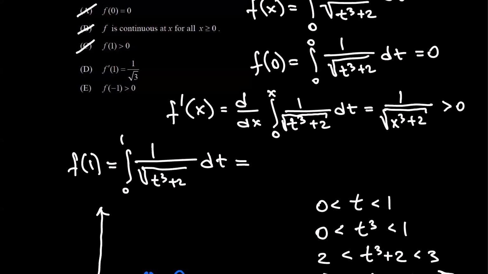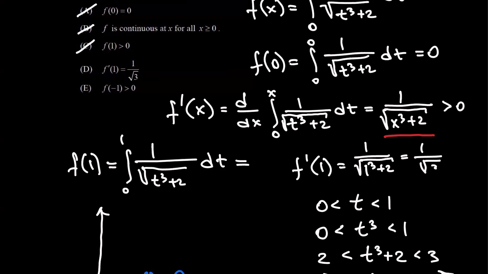Now let's take a look at statement D. F prime of 1 is equal to 1 over the square root of 3. And we found the derivative right here in this part. So let's plug in x equals 1. We see that f prime of 1 equals 1 over the square root of 1 cubed plus 2, which is indeed equal to 1 over the square root of 3. So this is also a true statement, so this is not the answer.